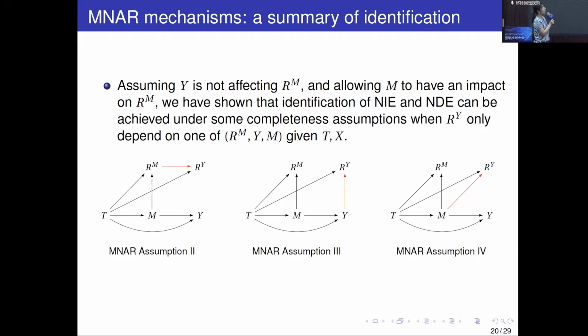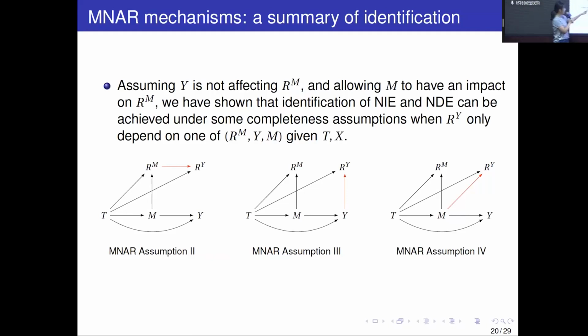And still allow M to have an impact on RM and assume that Y is not going to affect RM. What's happening in the future is not affecting what happened in the past. Then we found that the identification of the NIE and NDE can be achieved under some completeness assumptions when RY only depends on one of RM, Y, or M.